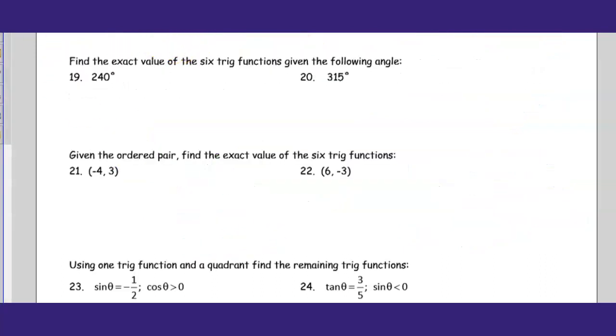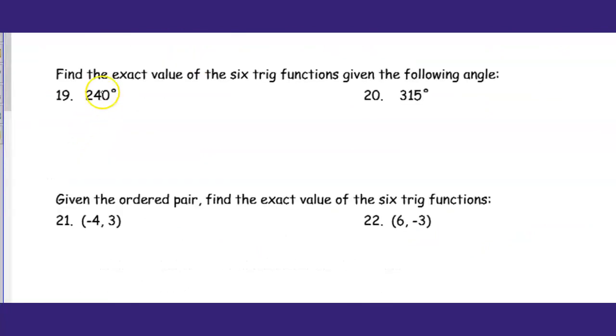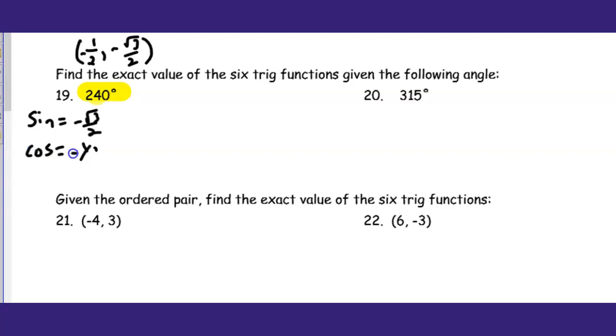For this problem, find the exact value of the six trig functions for the following angle. This is 240, which is on your unit circle. The point on the unit circle for 240 degrees is -1/2 and negative square root of 3 over 2. Now find your six trig functions. Remember, sine is y, cosine is x, and tangent equals sine over cosine.